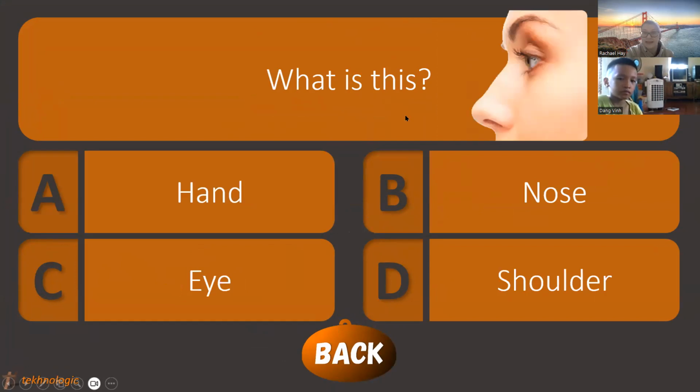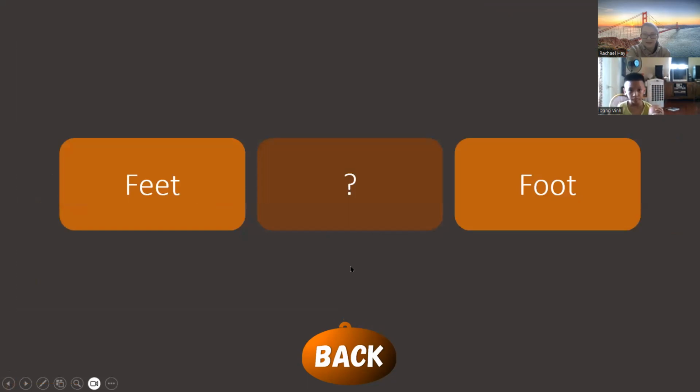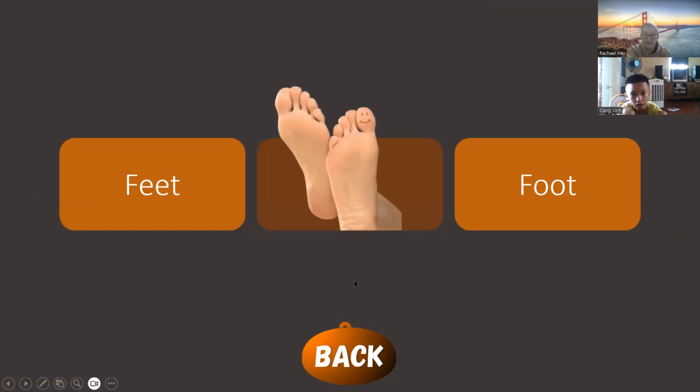Okay, what is this? This is a... now B. Good. What is this? C. Good. Okay, so let's see the picture. Is this feet or foot? Feet. Feet, good job.